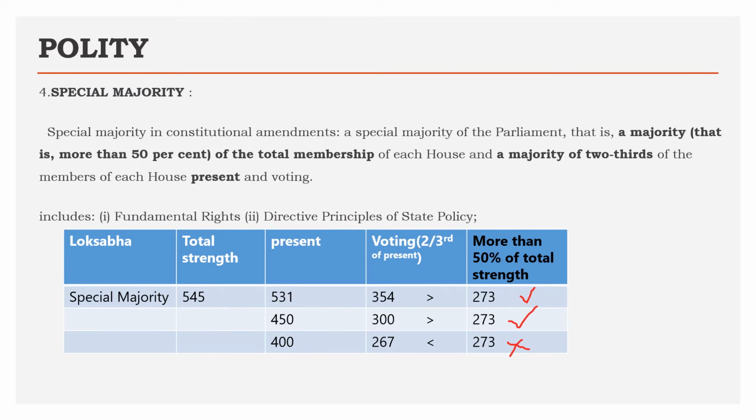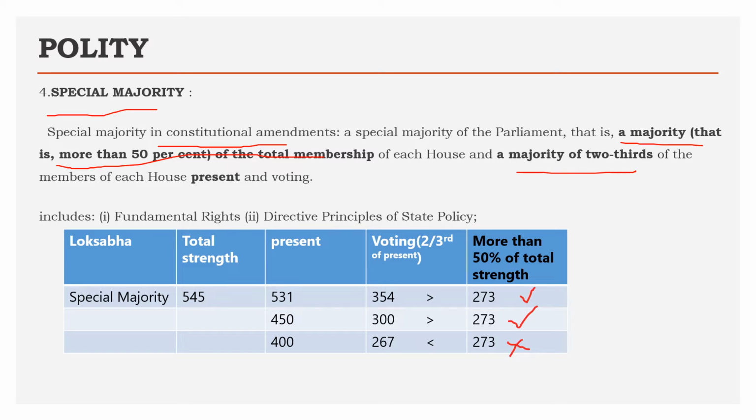So now next is special majority. So what is special majority? So this special majority is usually used for constitutional amendments. So this comes under Article 368. Here this special majority is actually special. If you see, it is really special. The reason is it has two criteria. Two criteria need to be fulfilled in this special majority. What are the two criteria?